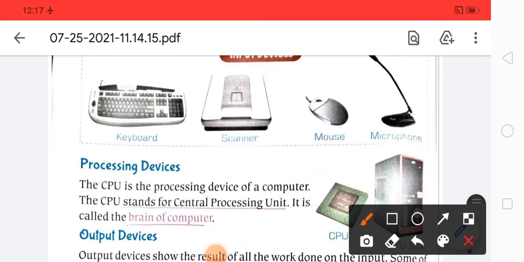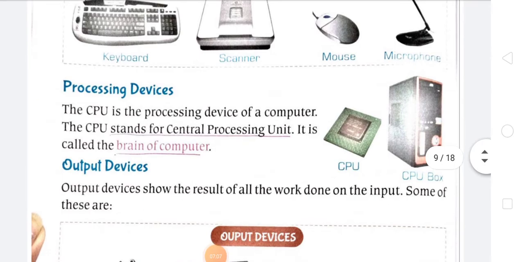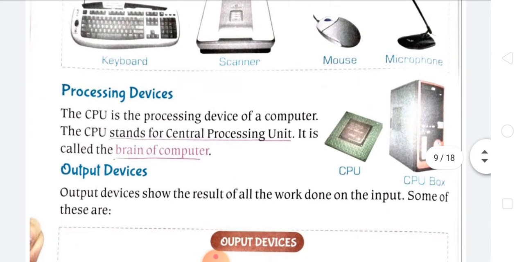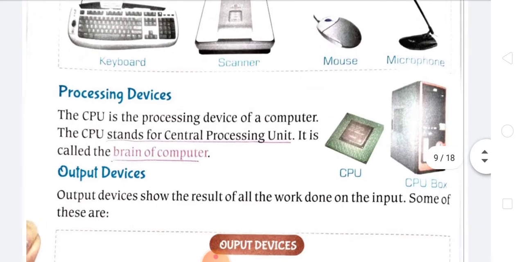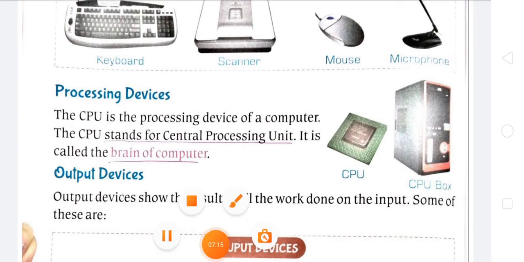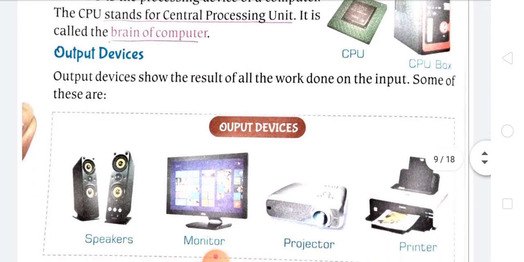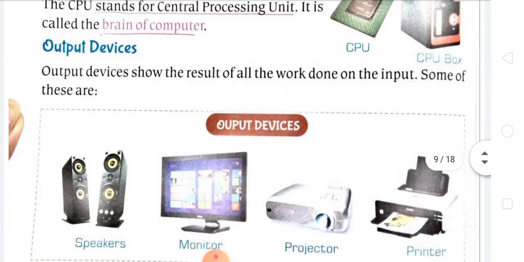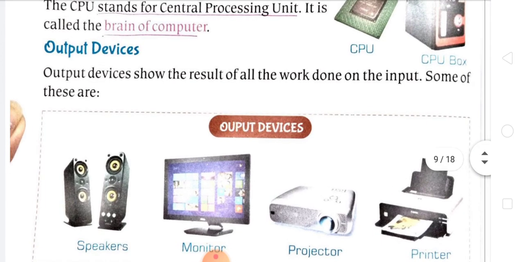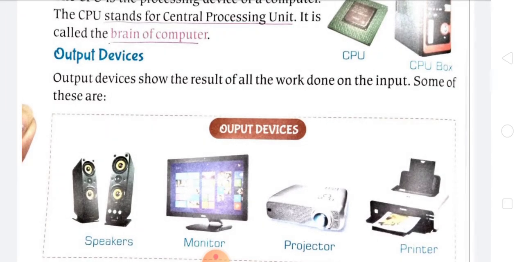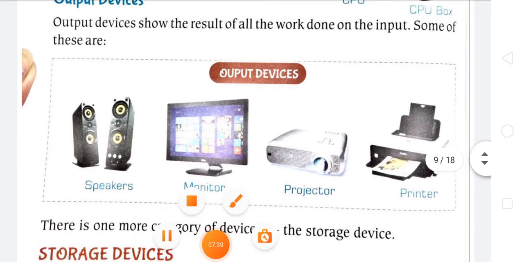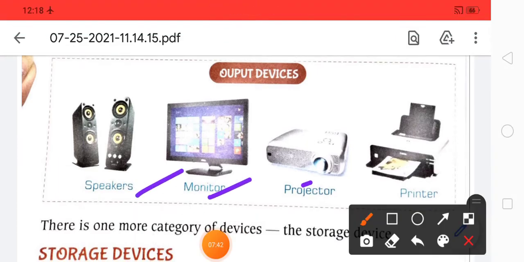If we talk about the processing device, the CPU and CPU box help us to process on the computer. These are the two main components of processing on a computer. The CPU's full form is Central Processing Unit. It is also known as the brain of a computer. Then the output devices show the results of all the work done on input. Some of these are the speakers, the monitor, the projector, the printers.